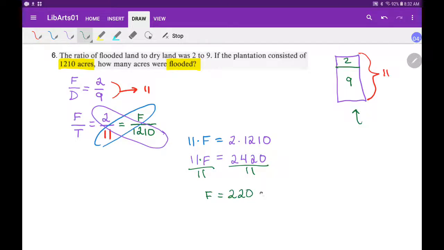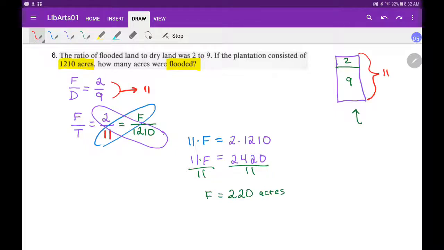So then F is all by itself after the 11s cancel, and my calculator tells me 2420 divided by 11 is 220, a nice even number. So 220 acres. So in the big farm, the flooded area is 220 acres. All right, so that's it. So don't fall for the trick if they set you up to think it's going to be flooded to dry. No, it's not. It's going to be flooded to total, and you have to figure out the total.